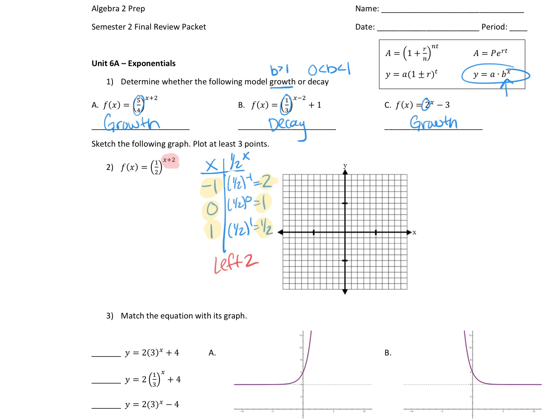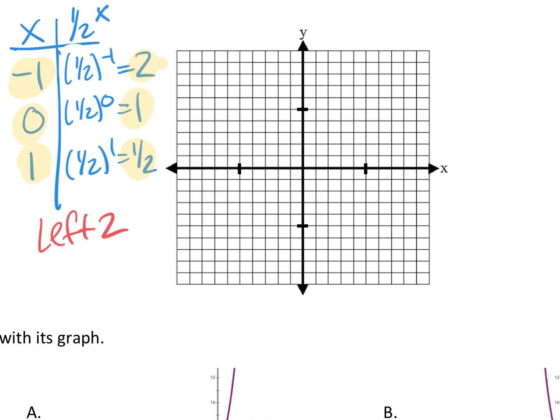So I'm going to zoom in. Let's plot these points. So negative 1, 2, 0, 1, negative 1, 1/2. Now I'm going to move them all left 2. So left 2, left 2, left 2. And so my asymptote didn't change since I just moved them left, so my asymptote is still at x equals 0. And then I'm going to have a growth graph that looks like this.